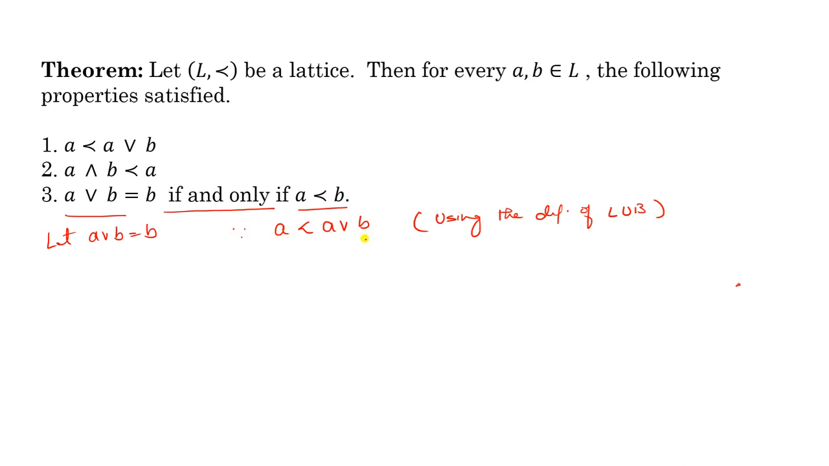Since A precedes A ∨ B, now look at this, A ∨ B is given as B. So you can write, therefore A precedes B on putting A ∨ B equal to B. So in this way you can prove A precedes B. So this is the first part. We have assumed this one and proved A precedes B.